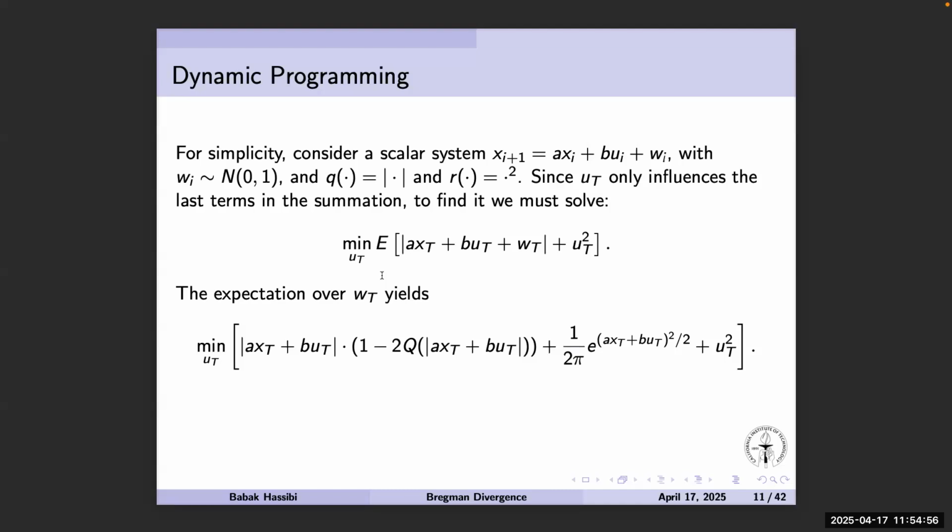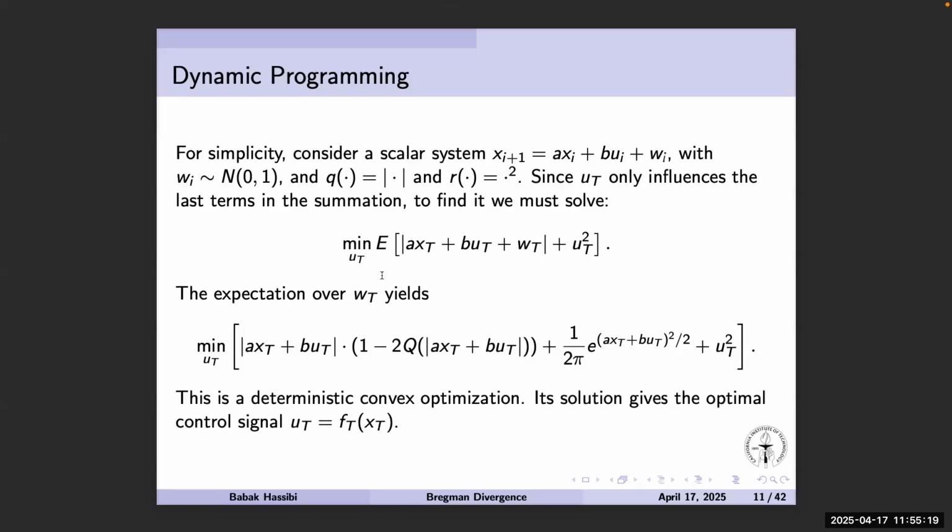It's this horrendous thing. It has a Q function, which is the tail of the Gaussian. It has an exponential. But we got rid of the W. This is now a deterministic function in x. Excuse me, in u, which is what we want to optimize over. It's deterministic, it's convex. So in principle, I can do it. And you will get some solution. I don't know what it is in closed form, but I can numerically solve it. My u will be some function of the current state.